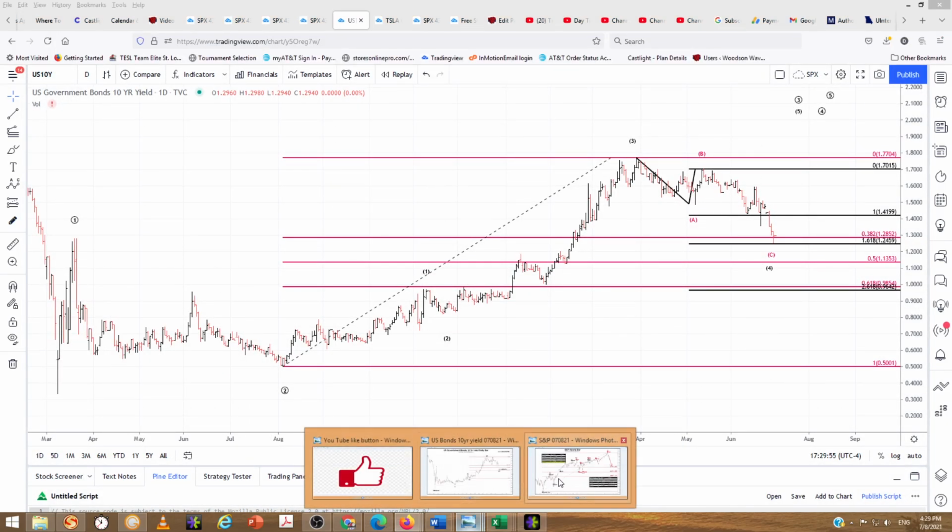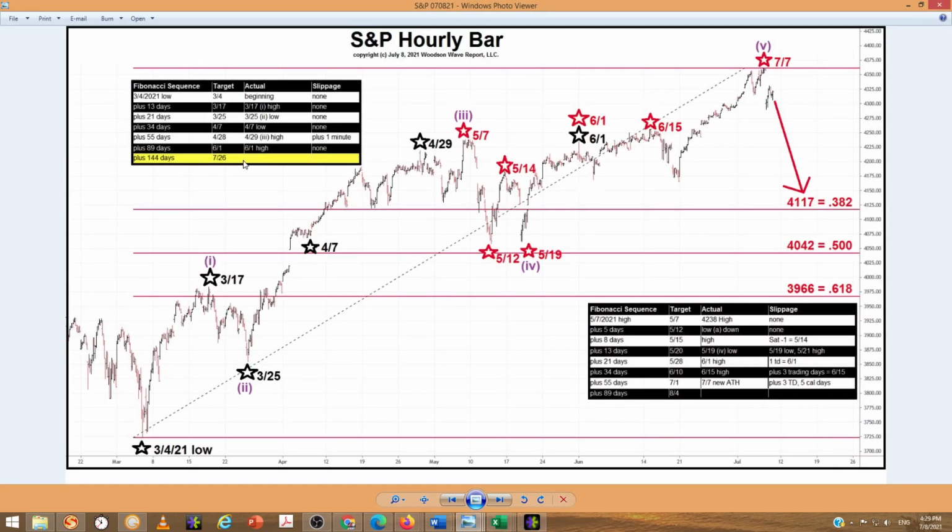And again, the review on the S&P. Next turn date in the sequence is July 26 over here. We're at 8.4 over here. Every one of these highs, again, at least a 3-day decline. So we'll see how 7.7 plays out.